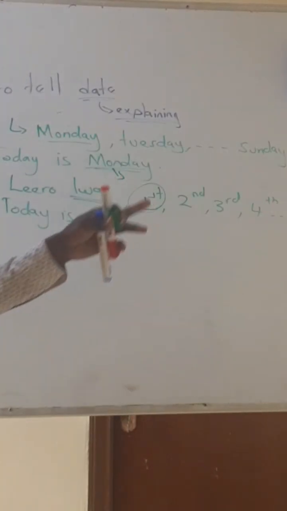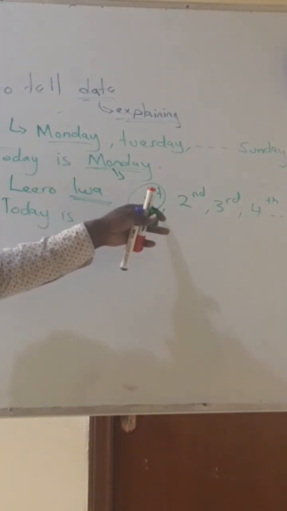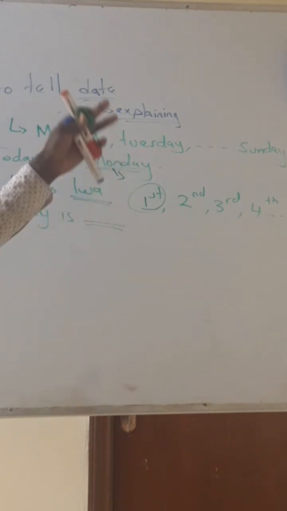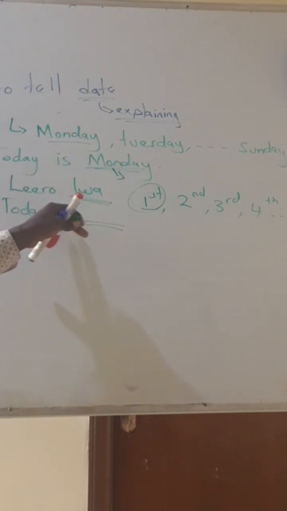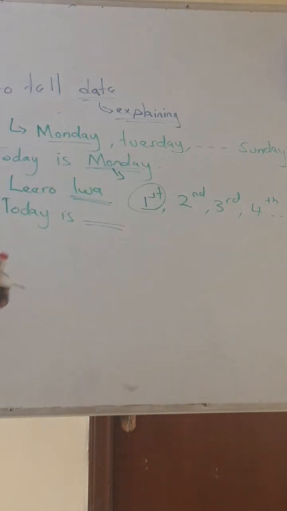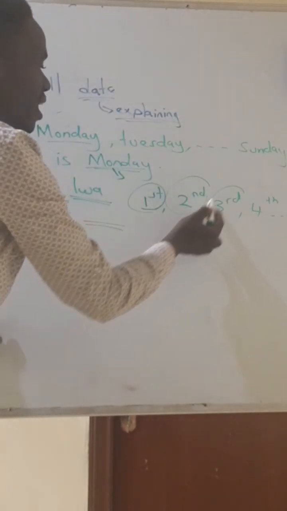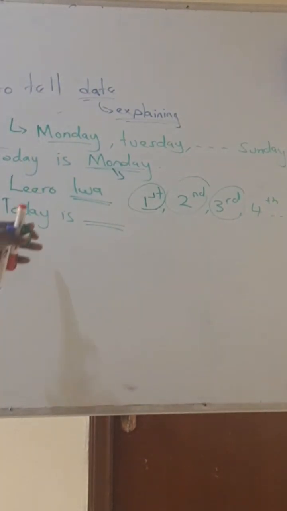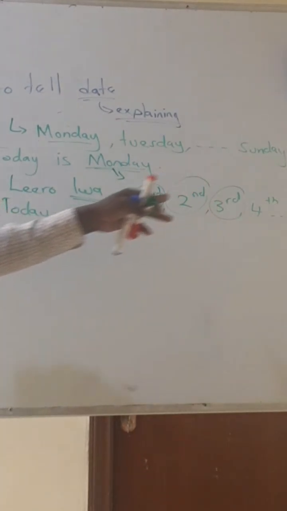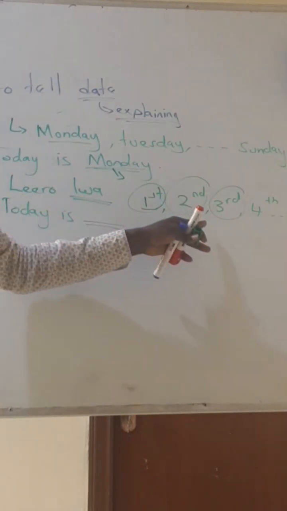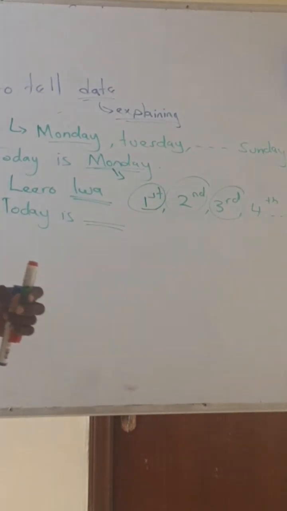Today is first. So when I put this up, lero lwa Monday, lero lwa Sunday. So you say today is, then you add on that day. Or you can say today is second, today is third. We don't say today is 3. No, we say today is third, today is fourth, like that.